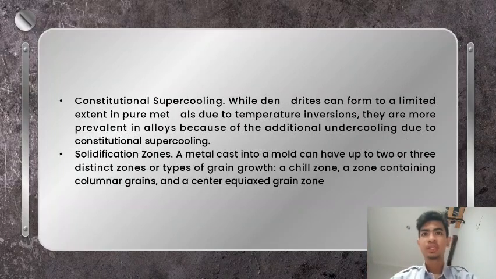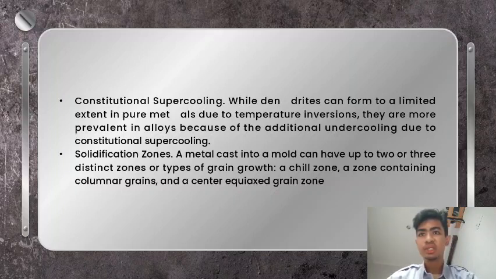Constitutional supercooling. While dendrites can form to a limited extent in pure metals due to temperature inversion, they are more prevalent in alloys because of the additional undercooling due to constitutional supercooling. Constitutional supercooling arises because of the segregation of alloy elements ahead of the solid-liquid front. As an alloy solidifies, the chemical composition of the remaining liquid and the newly formed solid continually change.